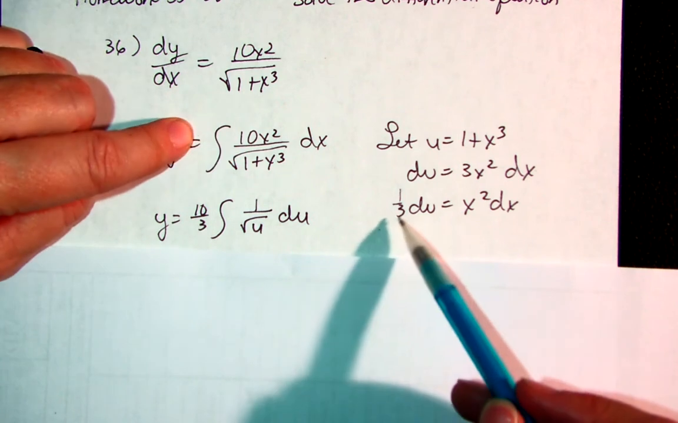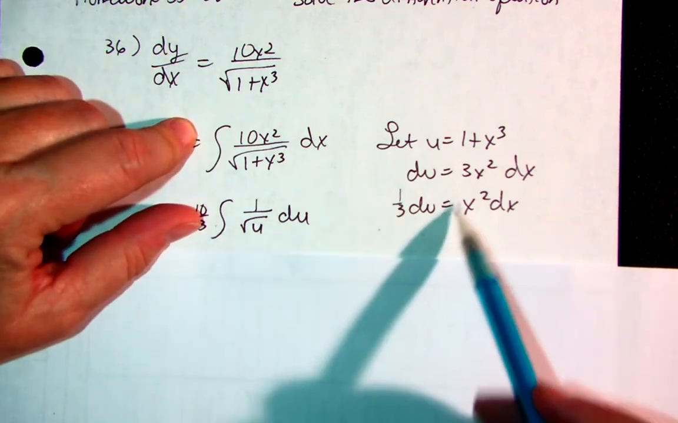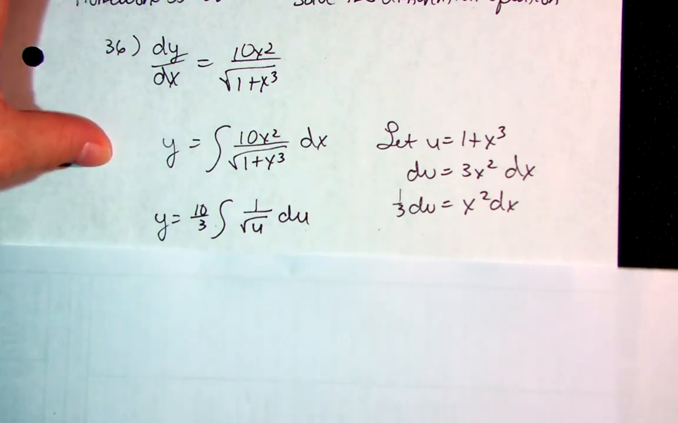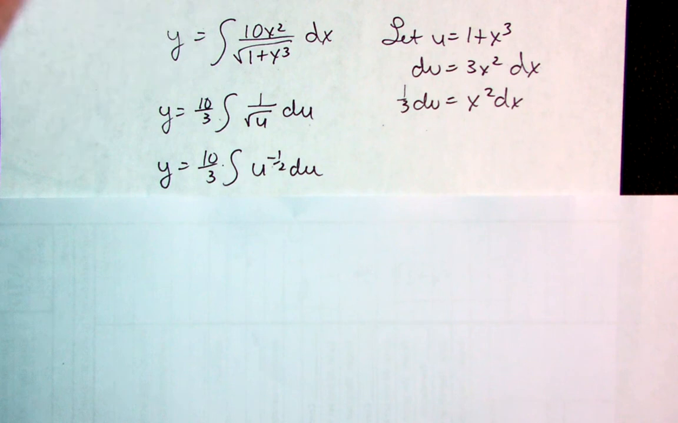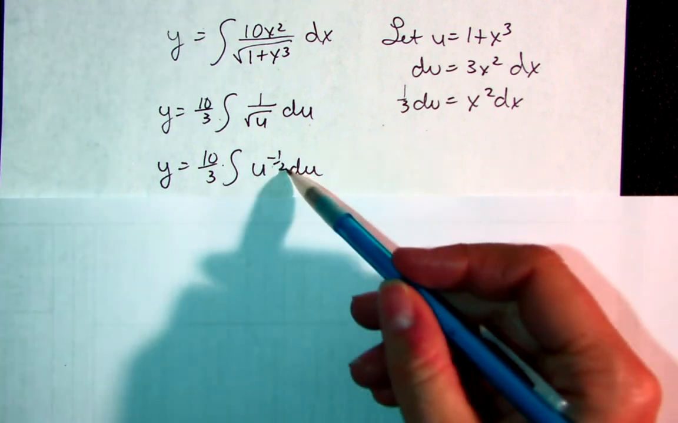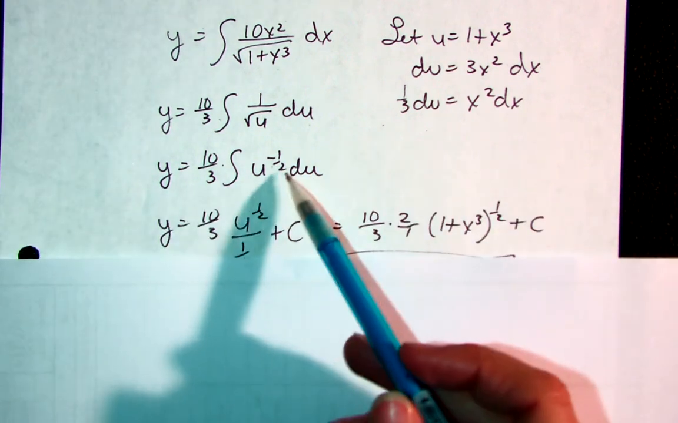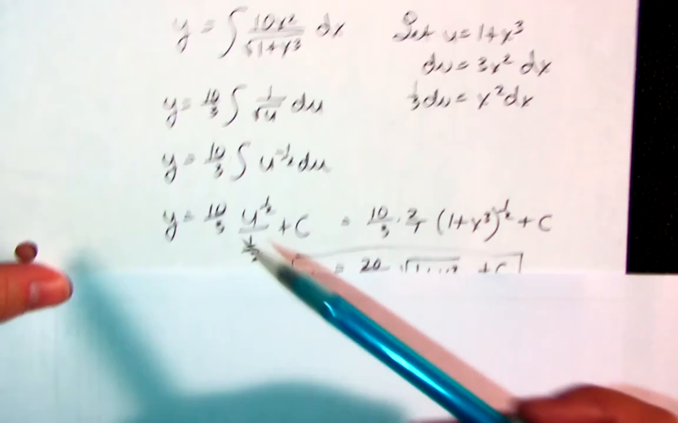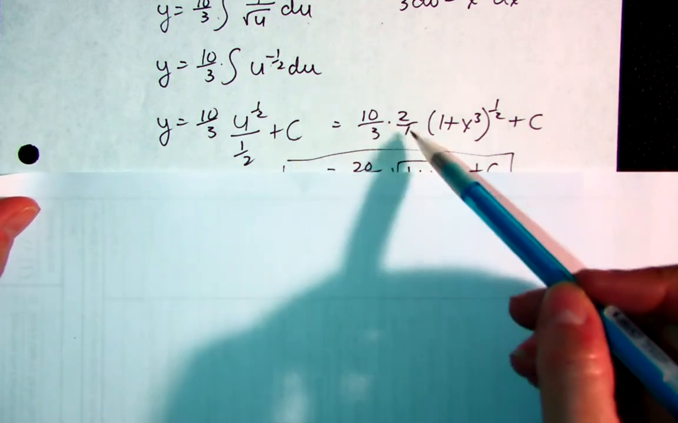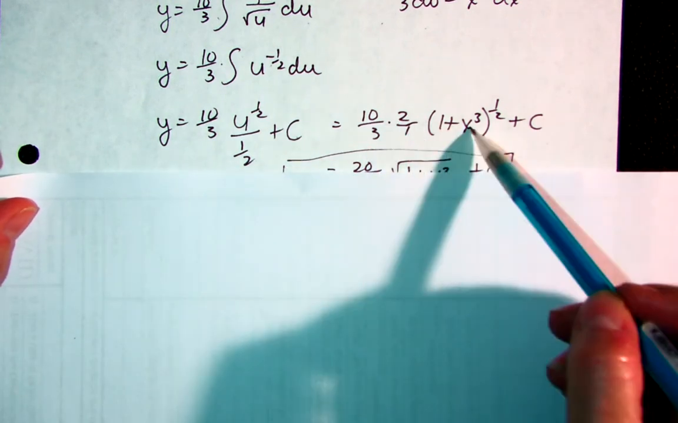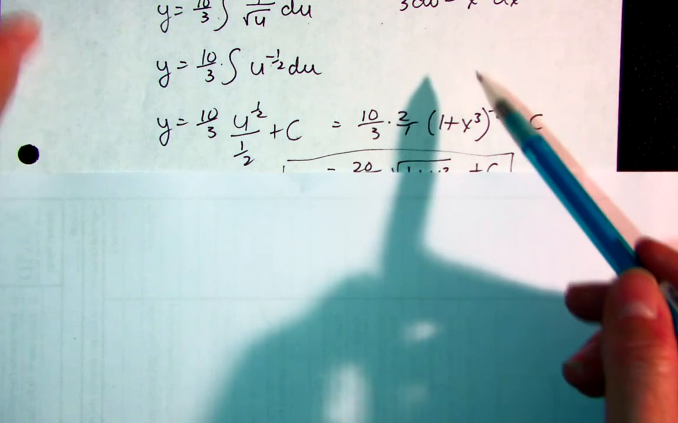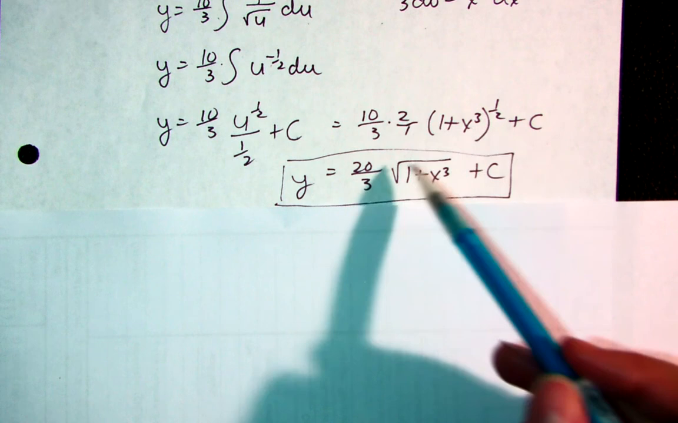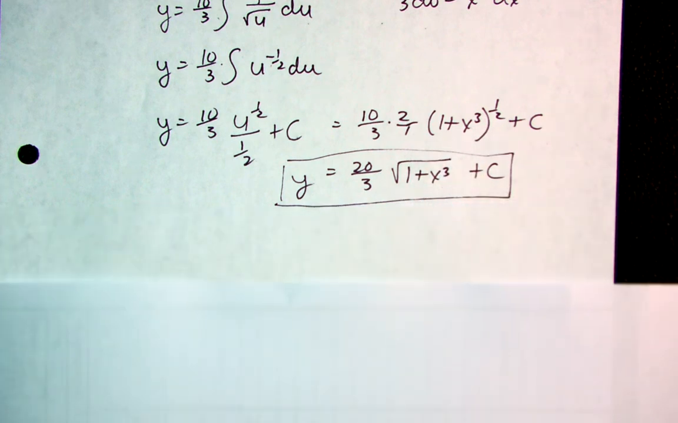So I take out my 10, take out my 1/3, and then my u is everything underneath, and that's already all gone. Replace my du. Now I can continue integrating. I'm going to rewrite it. And then I'm going to increase the power and divide by it, plus c, because it's not a definite integral, it's an indefinite integral. Multiply by the reciprocal. Resubstitute my u back in for 1 plus x cubed. Let's see, so what's that, 20 over 3? That's square root of 1 plus x cubed plus c. Thank you.